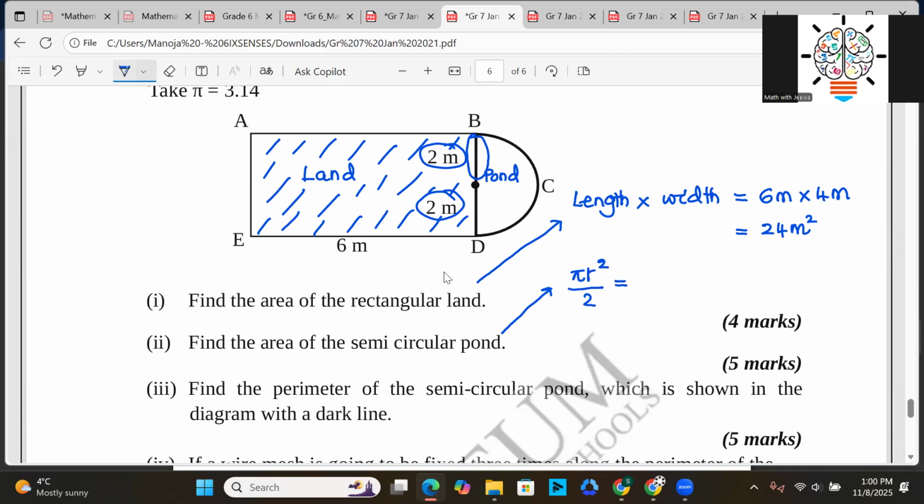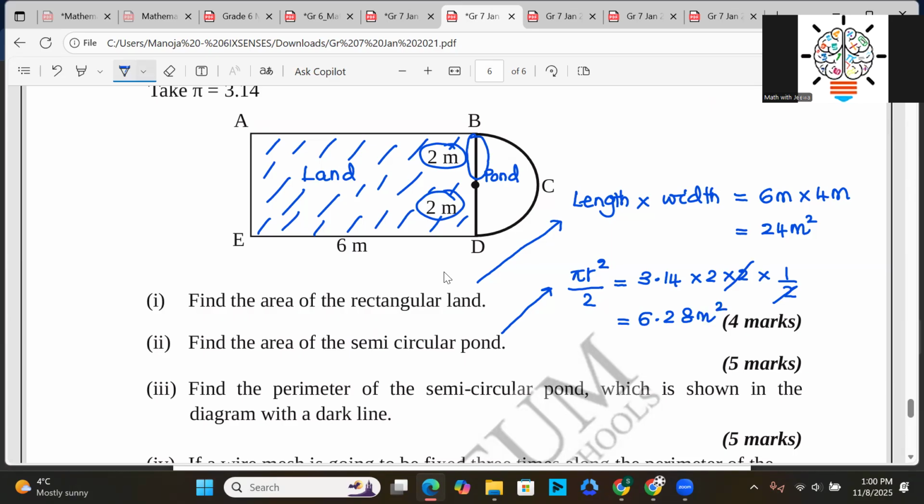And what I do, the π value, they have asked us to take 3.14, and r is 2, and r is 2, and multiply it by half. I told you earlier, when you divide something by 2, it is the same thing as multiplying by half. So this 2 and 2 will be cancelled, and it is 6.28 meters squared, right?